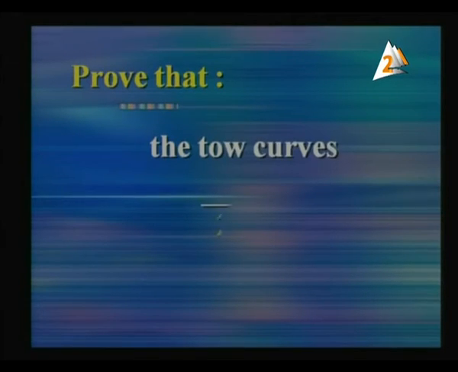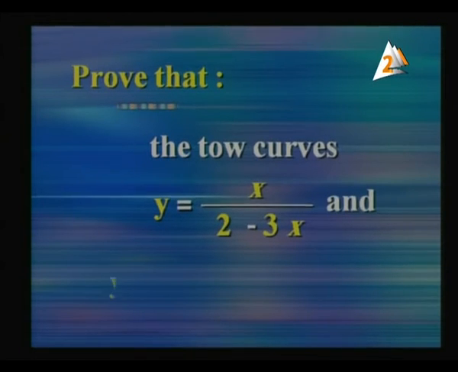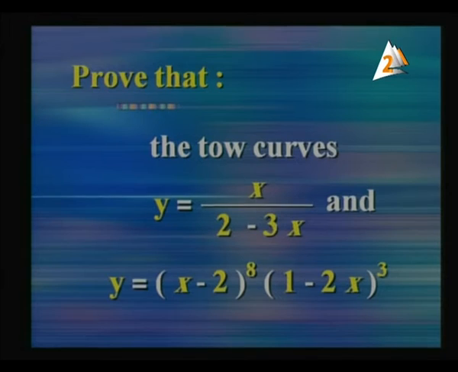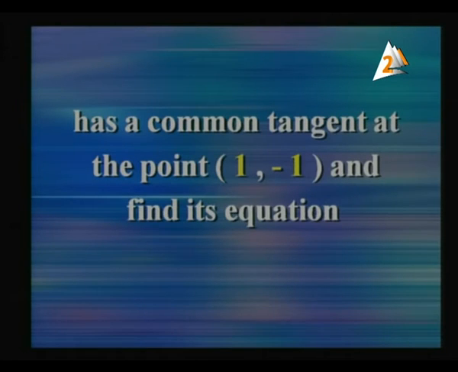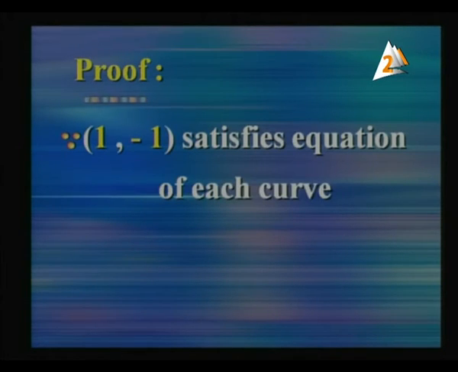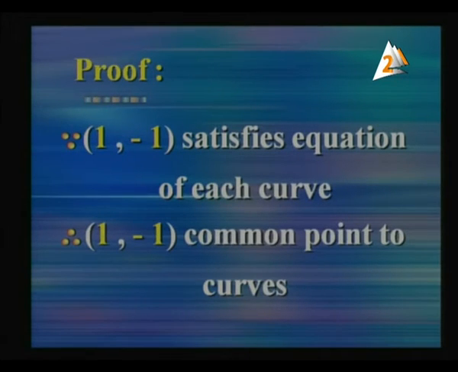Prove that the two curves y equals x over 2 minus 3x and y equals x minus 2 to the power 8 multiplied by 1 minus 2x to the power 3 have a common tangent at the point (1, negative 1), and find its equation. The proof: (1, negative 1) satisfies the equation of each curve. (1, negative 1) is a common point to the curves. Then by substitution, y1 equals x over 2 minus 3x.